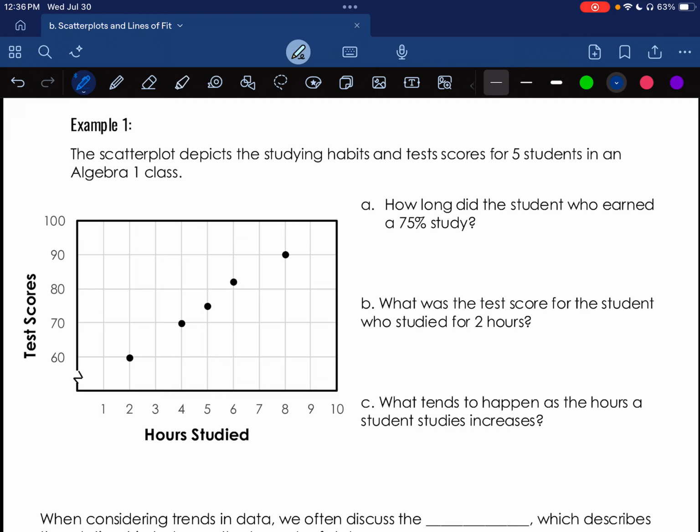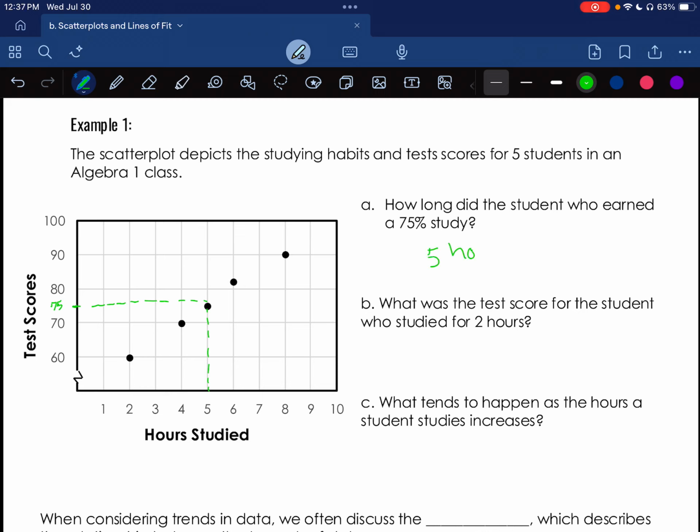All right. So the scatterplot here, right? We've got our studying along the x, test scores along the y. So how long did the student who earned a 75% study? So what we do here is we go to about 75, between 80 and 70. I'm going to go across to the point, there you go, that models that, and then think: what is its x coordinate? Its x coordinate is 5. So we would say 5 hours. That's how long that person studied.